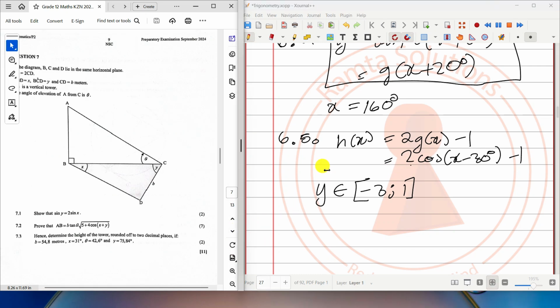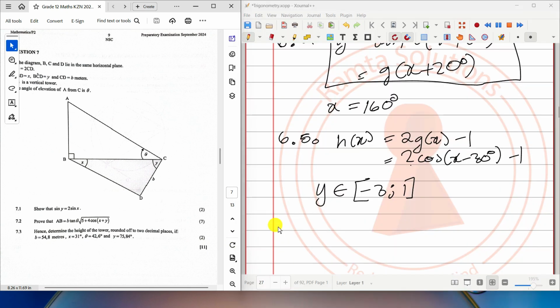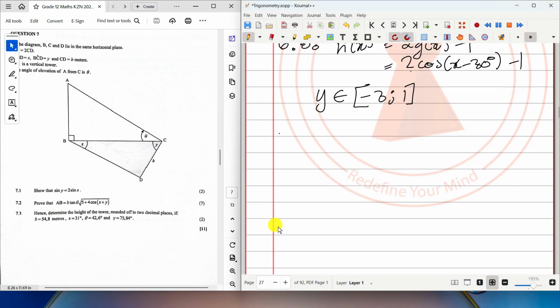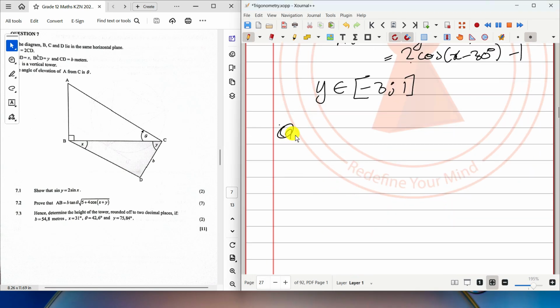Now, let's see if we have enough space on this page. Okay, we do. Now, question 7. Let's read question 7.